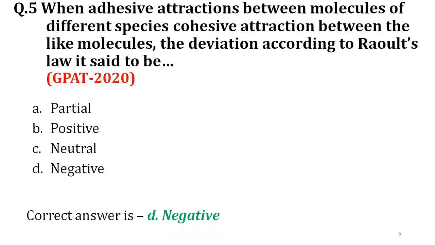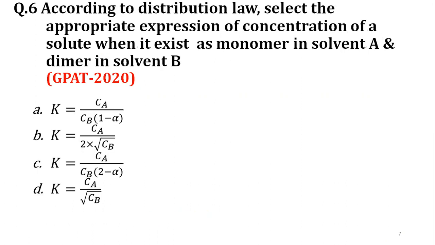Adhesive forces between unlike molecules, if they are more than the cohesive forces, then the type of deviation is negative. And exactly opposite, when the cohesive forces between like molecules are more than the adhesive forces between unlike molecules, then the type of deviation will be positive.